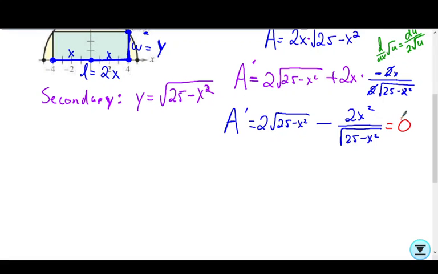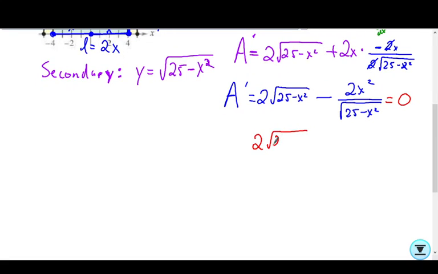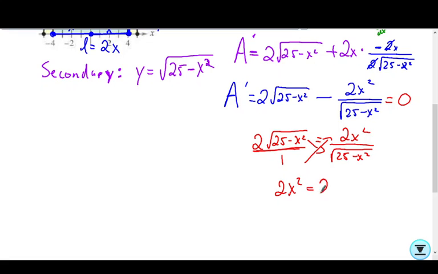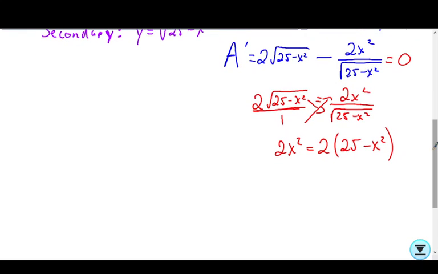Most teachers would actually get common denominators with those two terms. I find it's easier, since I have two terms I'm setting equal to 0, to move the negative term to the other side: 2x squared over the square root of 25 minus x squared, like that. Then cross multiply. So this times that, and that times that. So I get 2x squared equals 2 times 25 minus x squared, because the square root of 25 minus x squared times itself, that's squaring it, right? So I get rid of my radical. Now, if you had gotten common denominators, you would have gotten basically what we found on top.